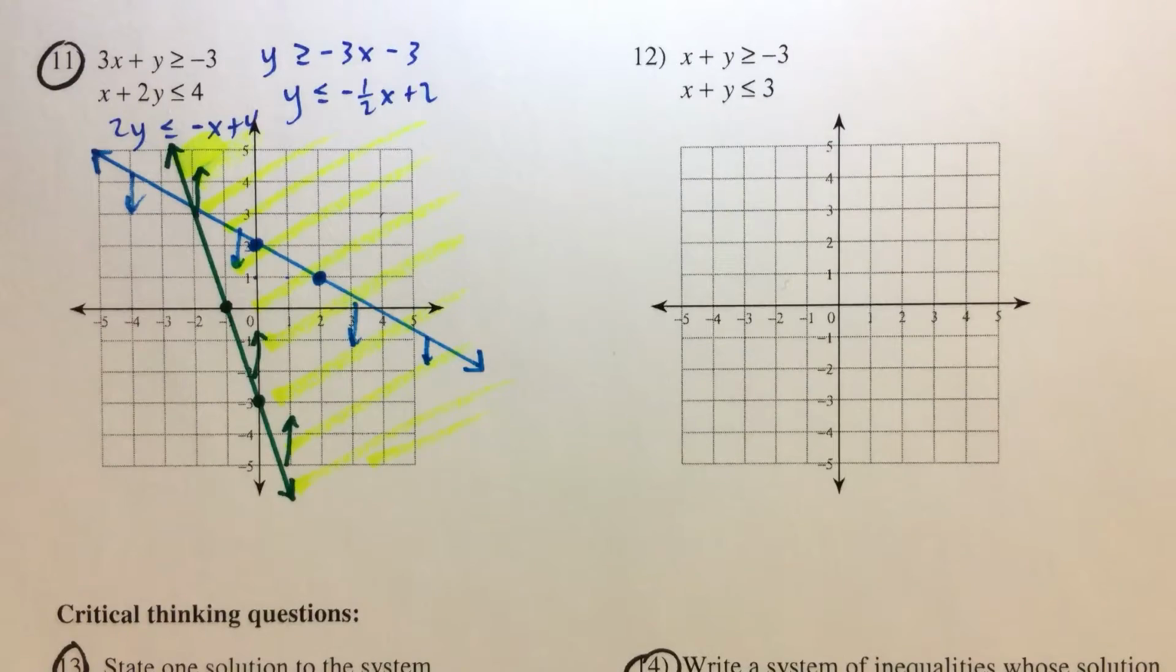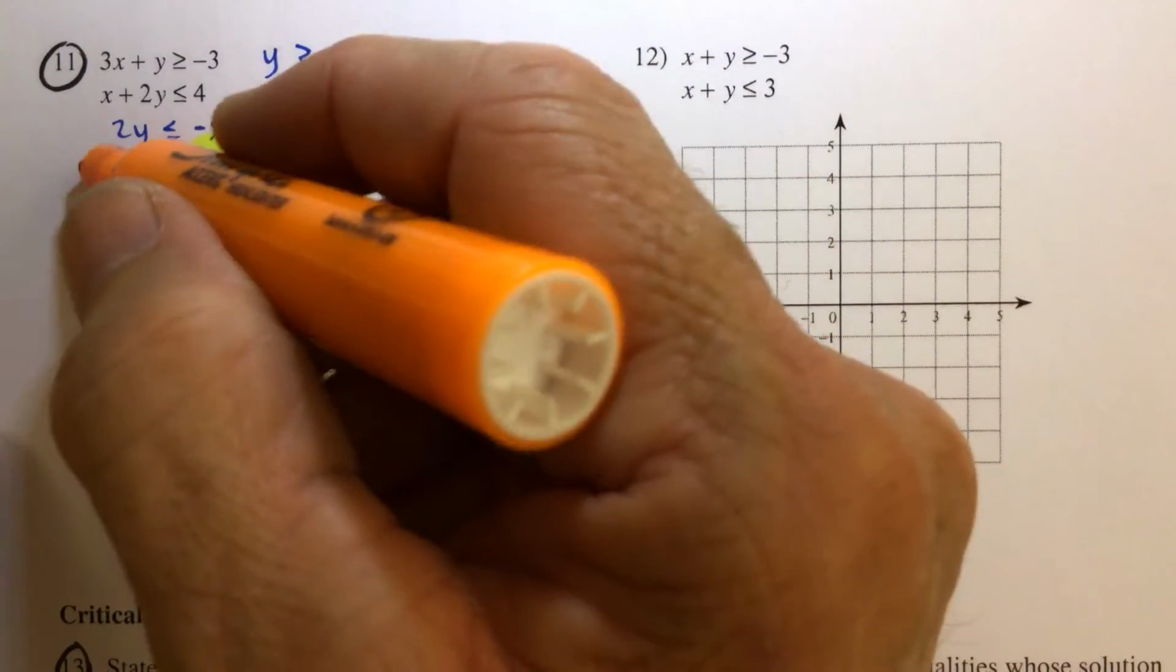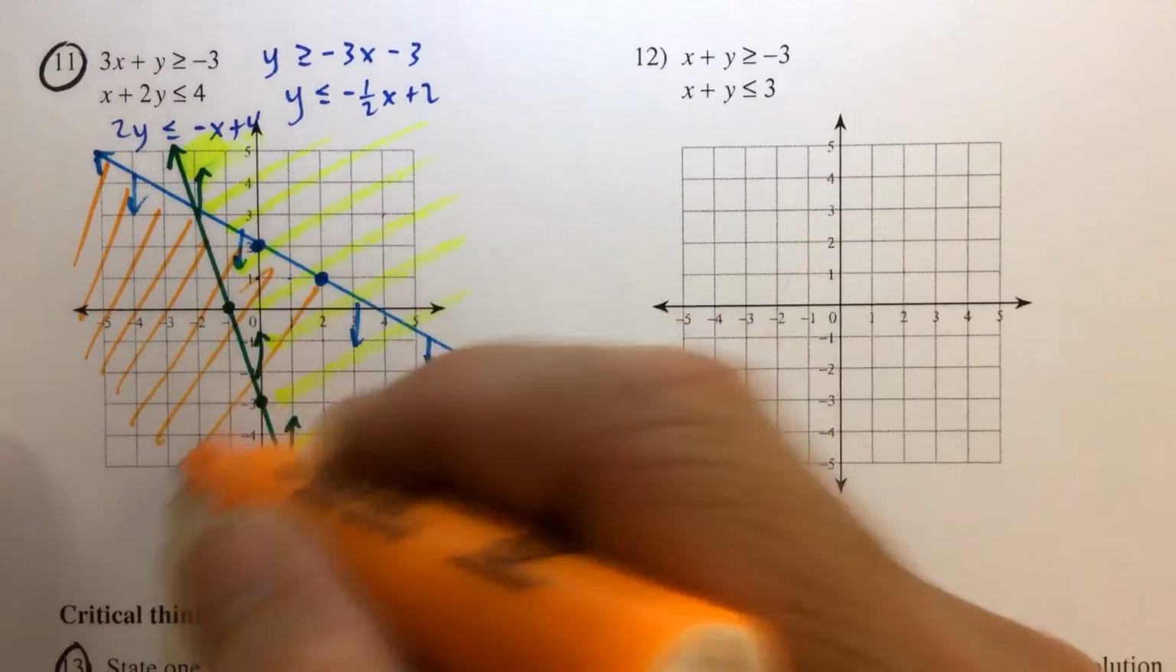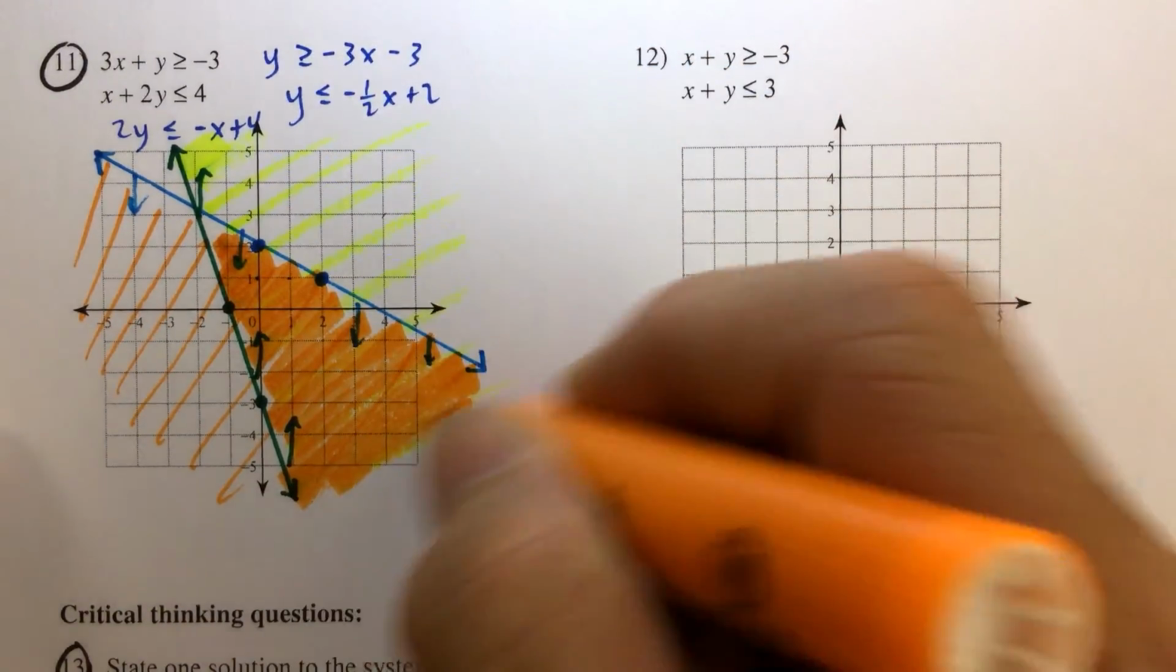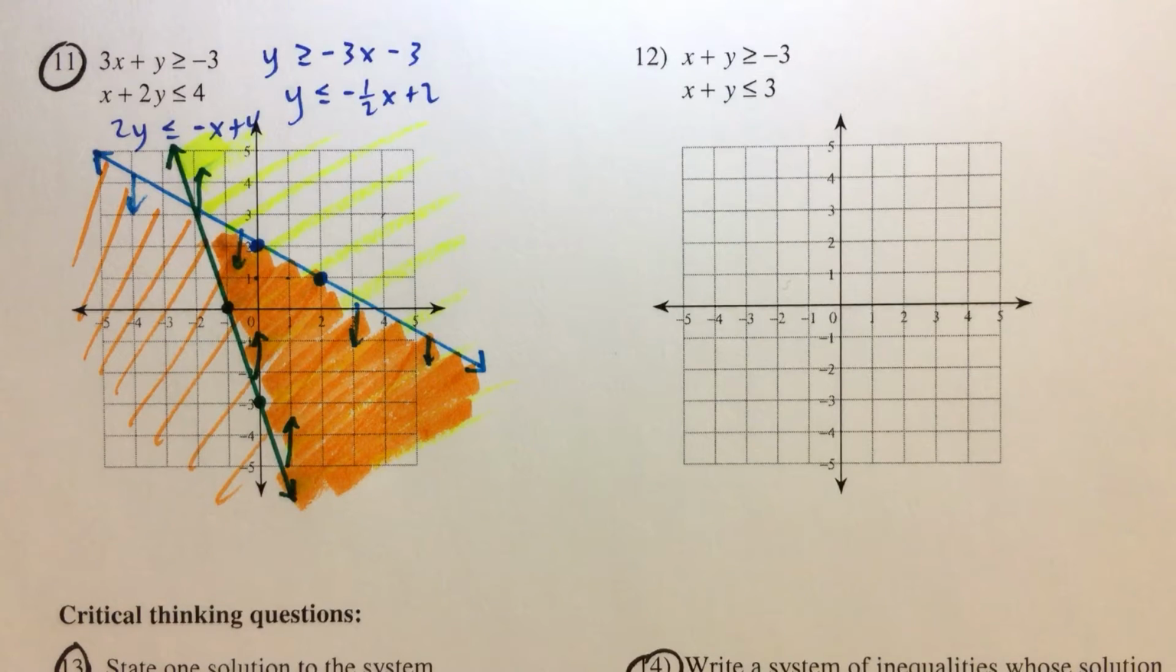And going down from the line to shade the region, we should see clearly that that's not the overlapping region until we get to this stuff we already shaded in yellow. And it's that region right there. So these are kind of fun. You get to color a little bit. And that's it for number 11.